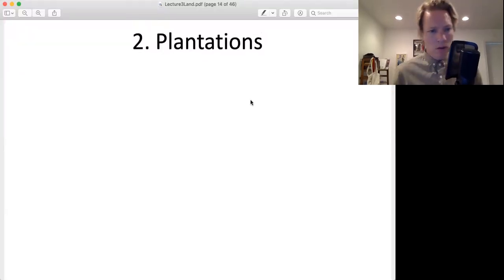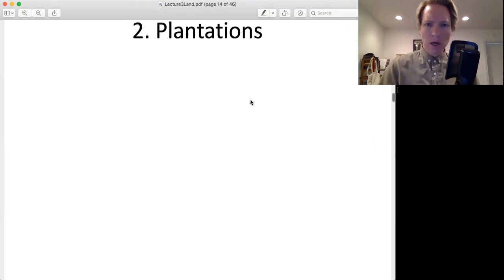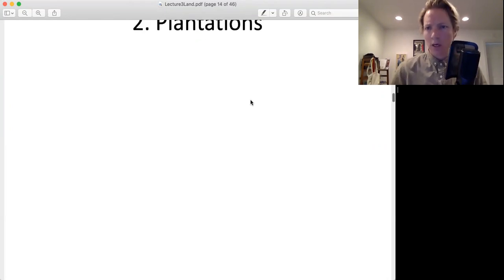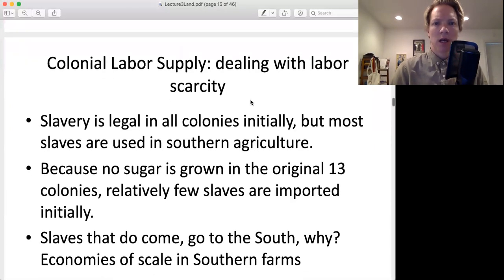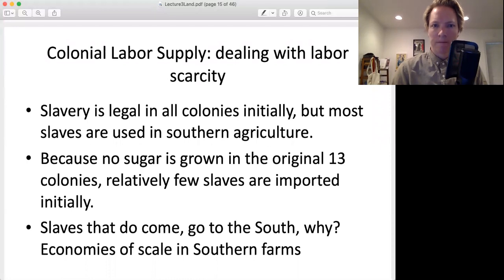All right. So in the north, you have this transition to private property, which leads to these small scale family farms, where the farm is owned by the household, and they grow crops basically for themselves and a little bit for market. Now, the south is, as we know, a different story.